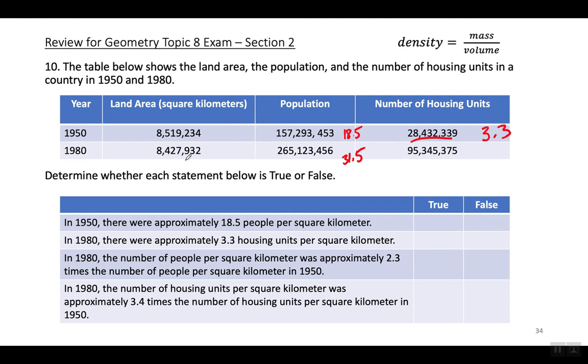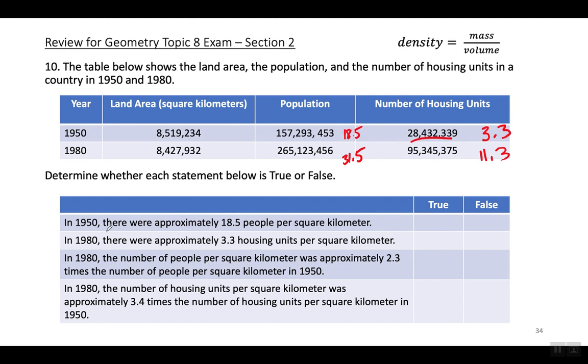95,345,375 divided by 8,427,932 equals. All right, so this one is 11.3. All right, now let's look at the answers. The answer choices, I should say.